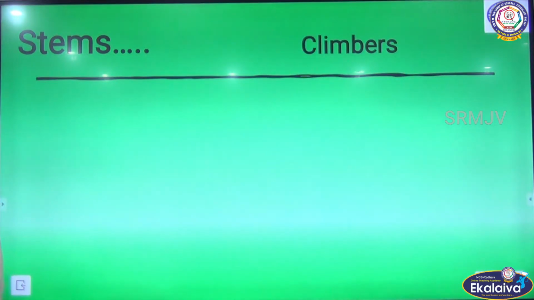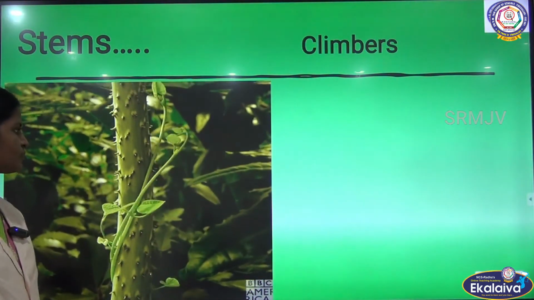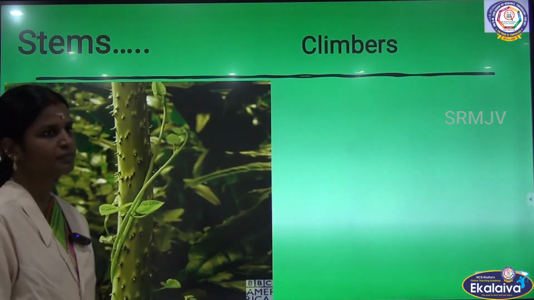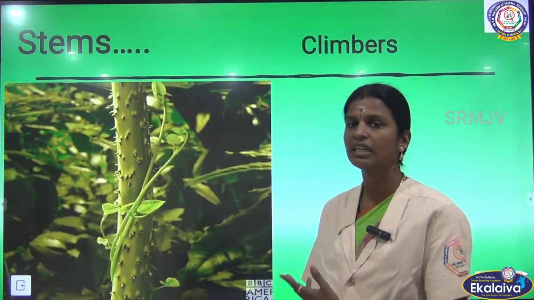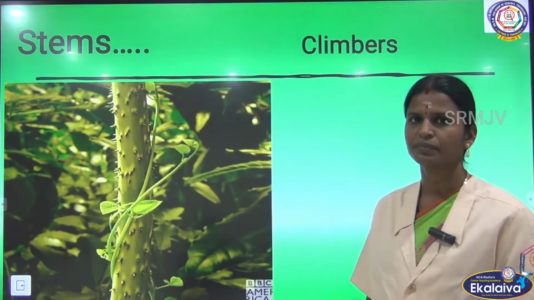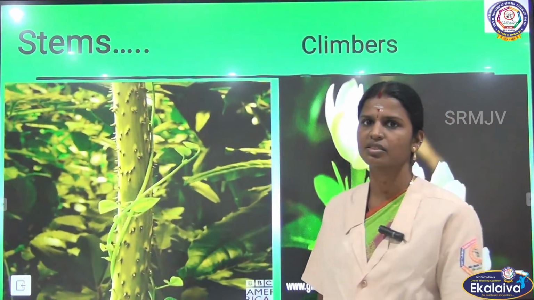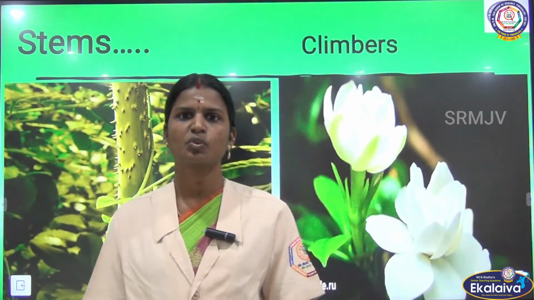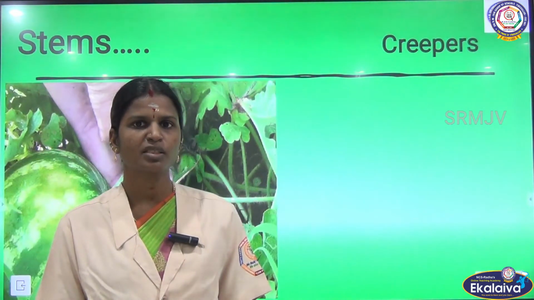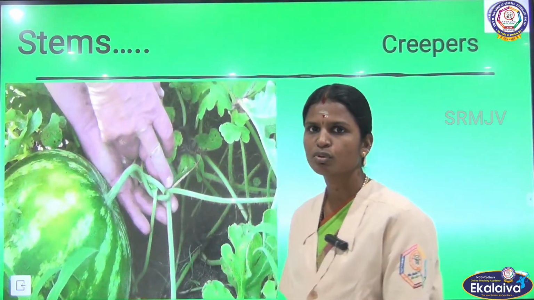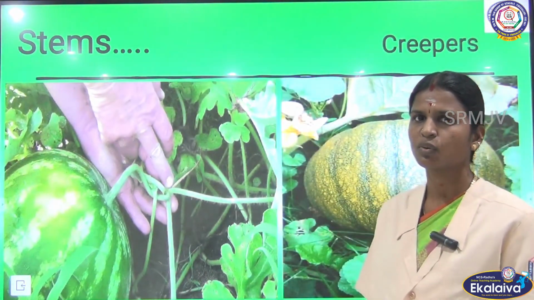Now let us see about climbers. Climbers are the plants that need support to grow because they have a very weak stem. Examples are jasmine, money plants, etc. And next we are going to see about creepers. Creepers are also plants with weak stem and they do not grow with support but they grow along the ground. For example, pumpkin, watermelon, etc.